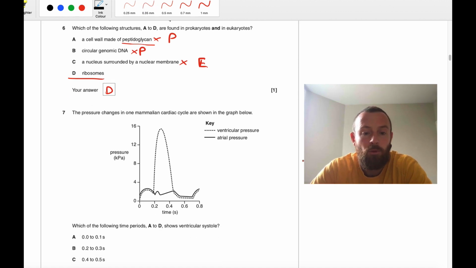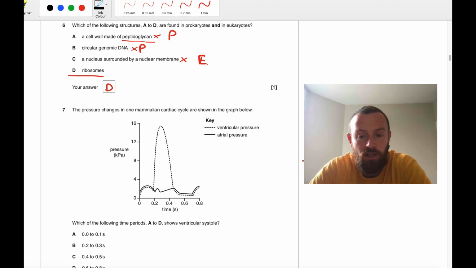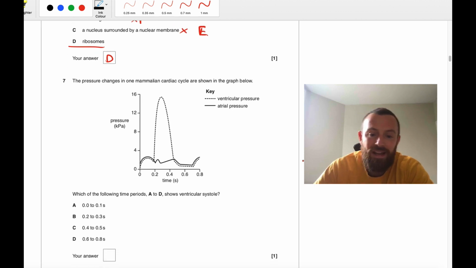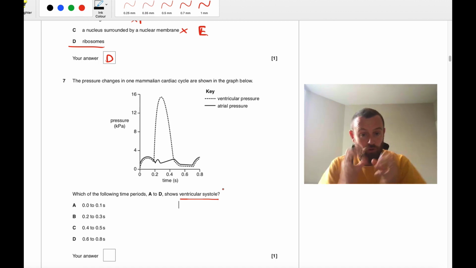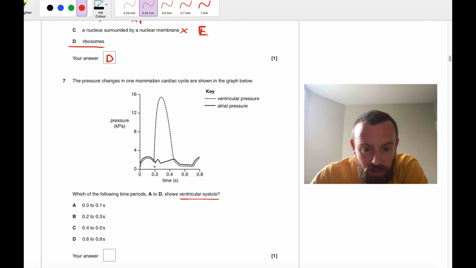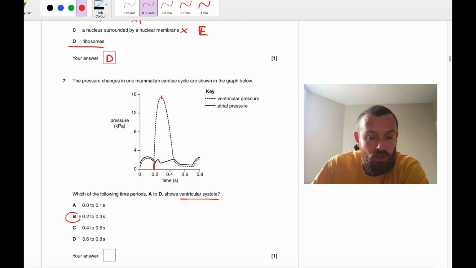7. The pressure changes in one mammalian cardiac cycle are shown in the graph. When is ventricular systole? So this is when the ventricle is contracting and pressure is rising. Okay, so it starts right about here when this starts to go up, and then it's probably going to stop right about here once the pressure has finished rising. So that's really about 0.2 to 0.3, which is option B.